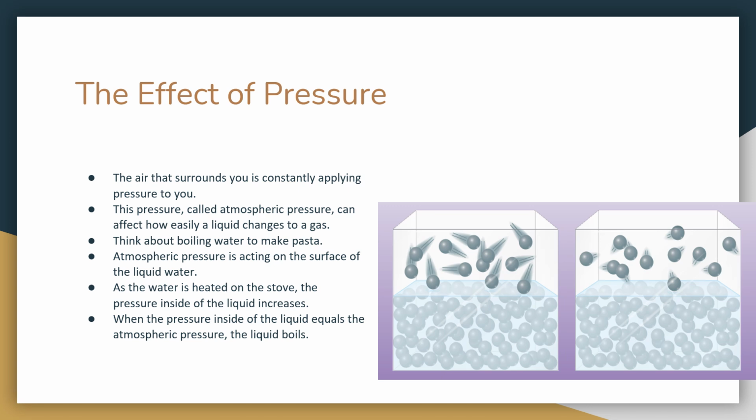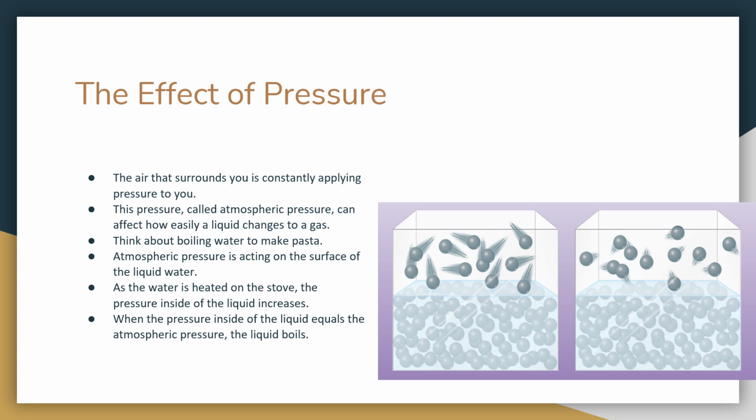The air that surrounds you is constantly applying pressure to you. This pressure, called atmospheric pressure, can affect how easily a liquid changes to a gas. Think about boiling water to make pasta. Atmospheric pressure is acting on the surface of the liquid water. As the water is heated on the stove, the pressure inside of the liquid increases. When the pressure inside of the liquid equals the atmospheric pressure, the liquid boils.